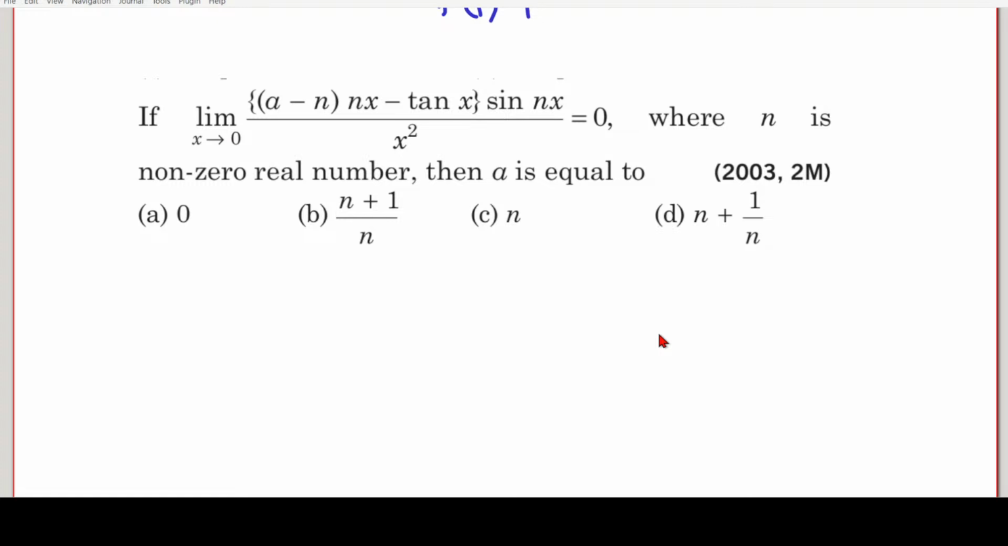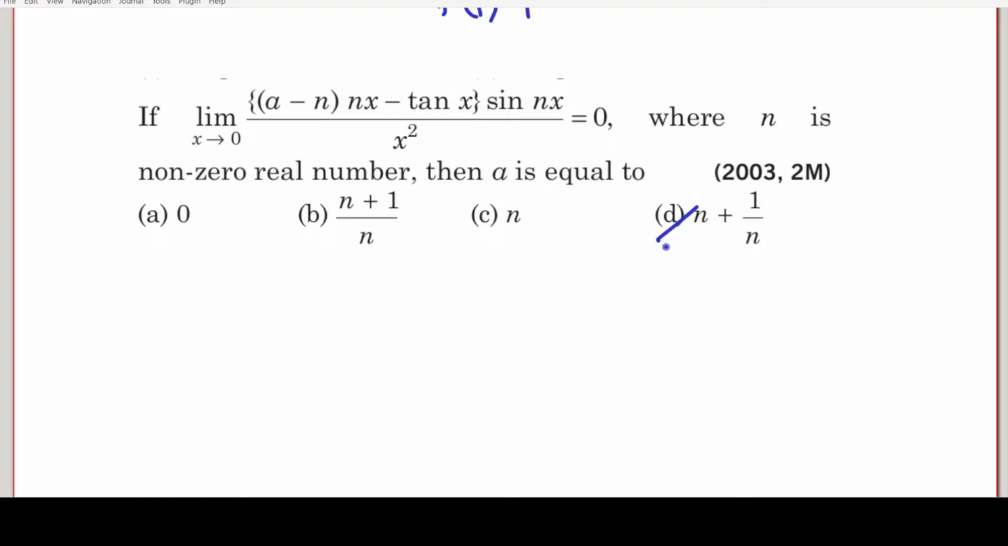Cool. Just break this, a minus nx. Just complete the multiplication and see whether you can do it in sin theta by theta, tan theta by theta kind of thing. Sir, n plus 1 by n. Very good. Which is option D, no?